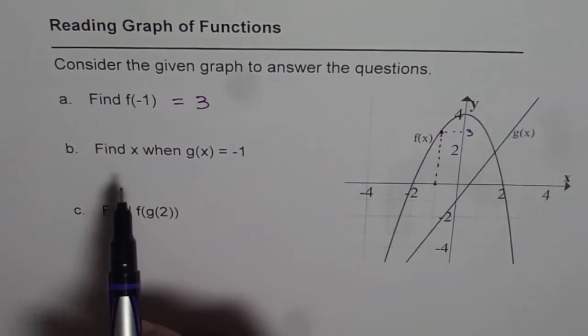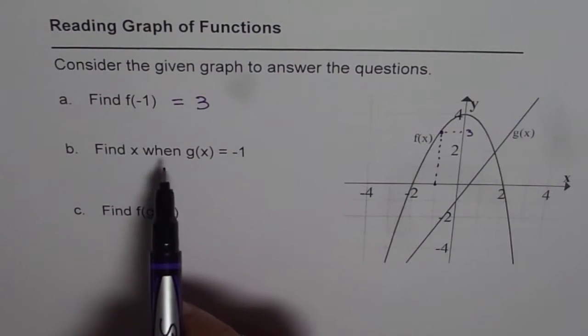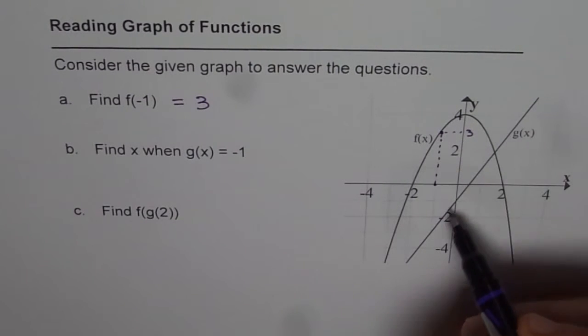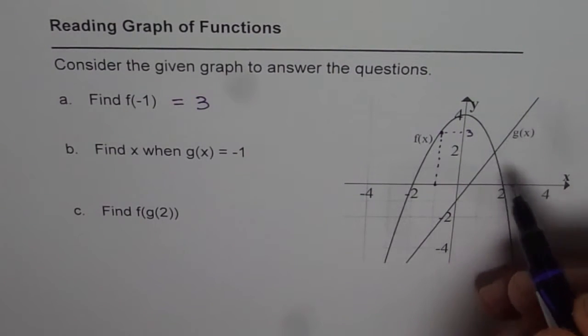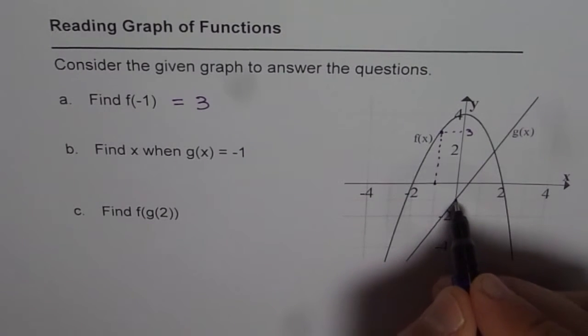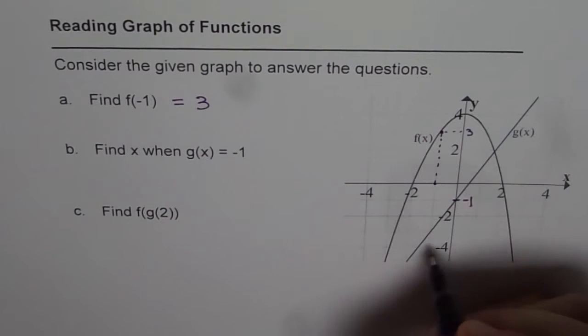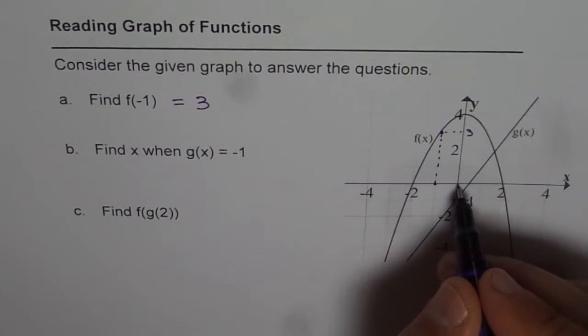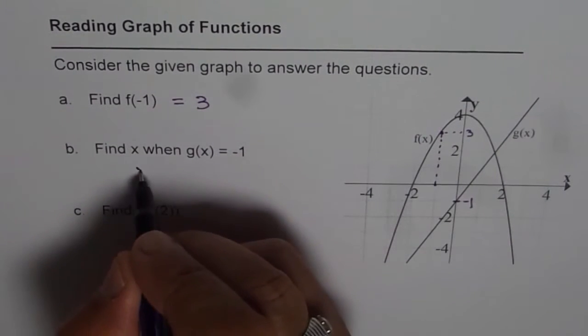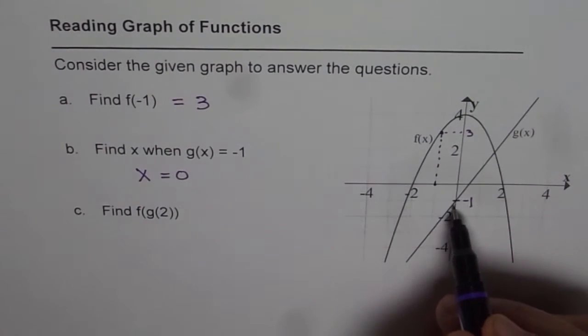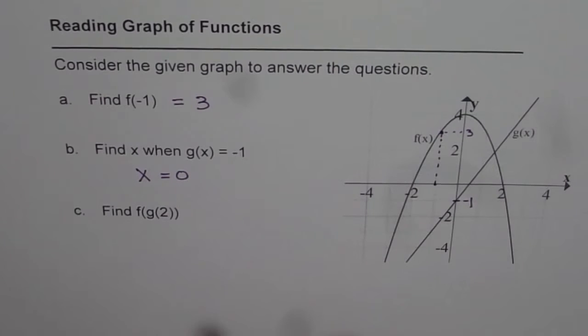The next one is find x when g of x is -1. Now g of x is the straight line. When g of x is -1, g of x is -1 at this point, right? So that is -1, value of g of x. It happens at x equals to 0, right? So the answer is x equals to 0. So at x equals to 0, g of x is -1.